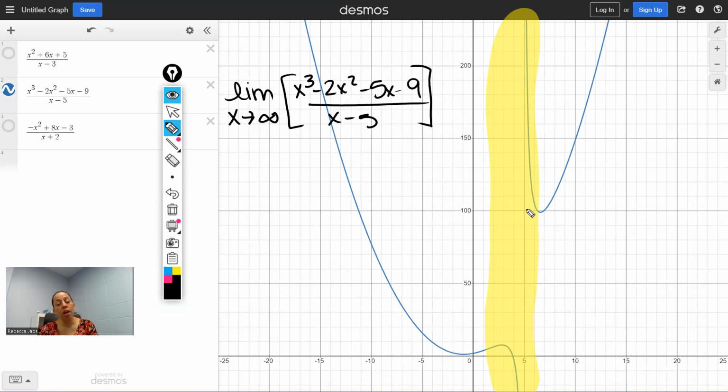Infinity means the right side. What is the right side of this graph doing? Going up. Infinity would be your answer. Again, if you want to pause and write that down.